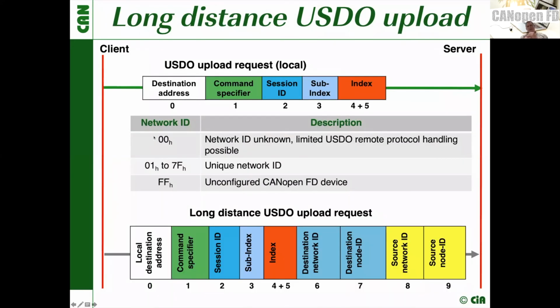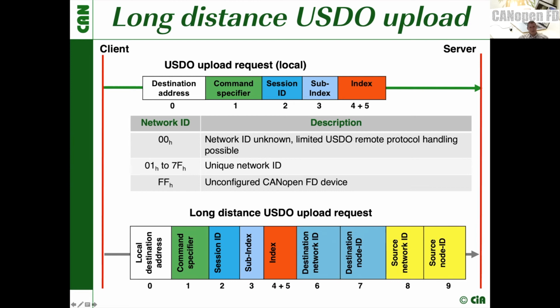When it comes to routing, we can also analyze the USDO in CANopen FD. CANopen FD brings us already a routing capability in the USDO. The USDO provides an inherent routing capability. We see here a comparison between a local USDO upload request and a long distance routing coded USDO upload request. And we see here this request is enriched now by a destination network ID and node ID and a source network ID and node ID.